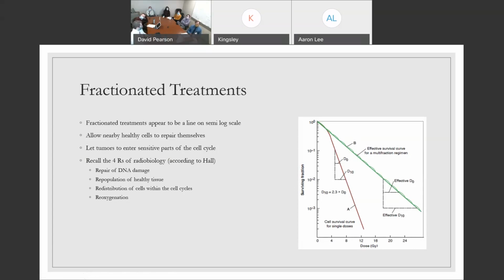So you can mentally classify it as things you want to happen to the healthy tissue by fractionation, and things that make your target easier to kill as a result of fractionation.